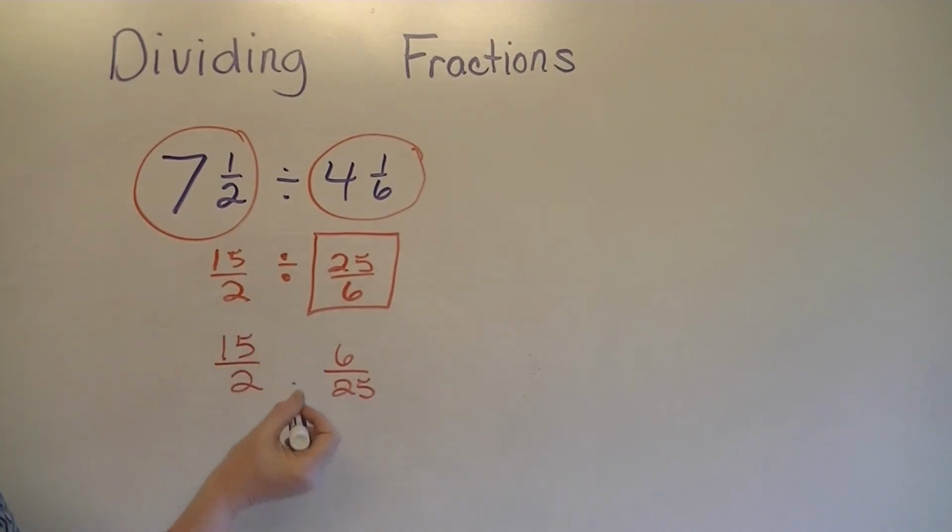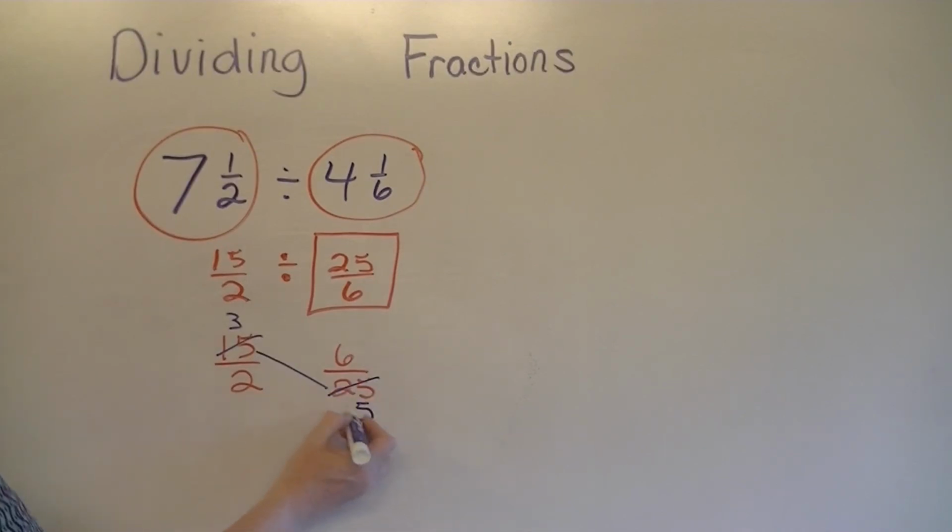This is a good one. What is the greatest common factor of 15 and 25? Well, it's 5, so I'm going to divide them both by 5. 15 divided by 5 is 3, and 25 divided by 5 is 5. Now I'm going to look this direction. What is the greatest common factor of 6 and 2? It's 2. 2 divided by 2 is 1, and 6 divided by 2 is 3.